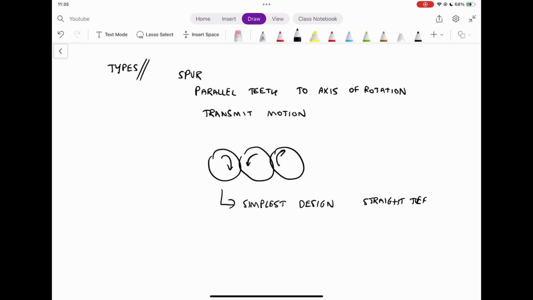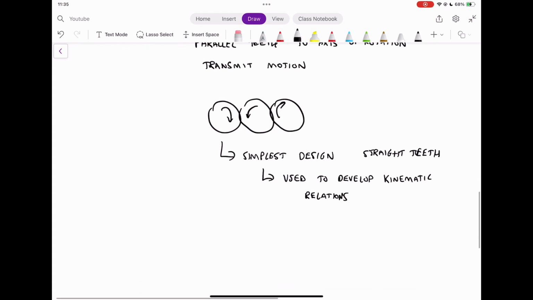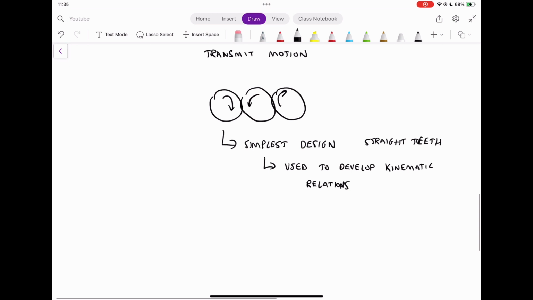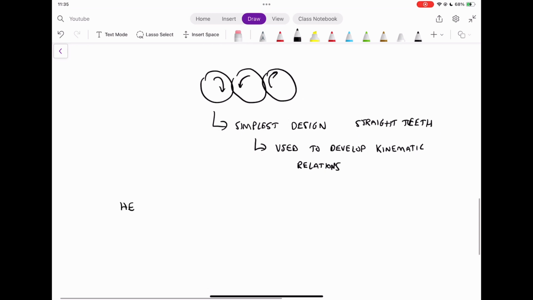It's by far the simplest design because it does have straight teeth, and therefore we use it to develop kinematic relations. So it's going to be used to develop all the relations that we need to know, and all of the calculations that we're going to do are going to be based on spur gears, and then there will be correction factors for other gears if needed. The next type of gear that we're going to analyze is a helical gear.